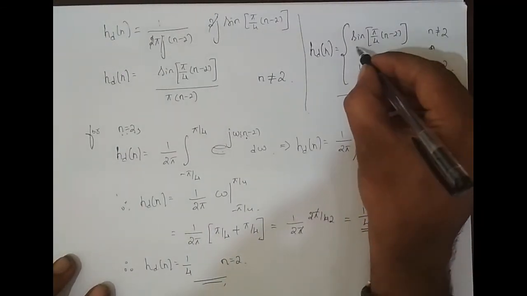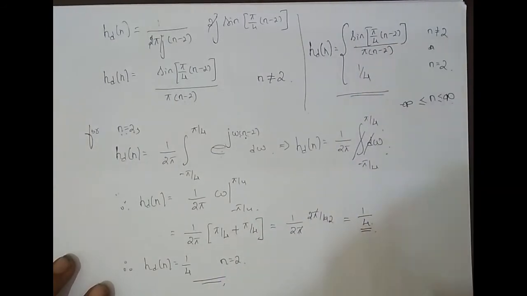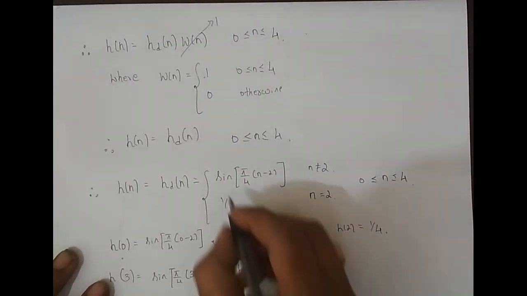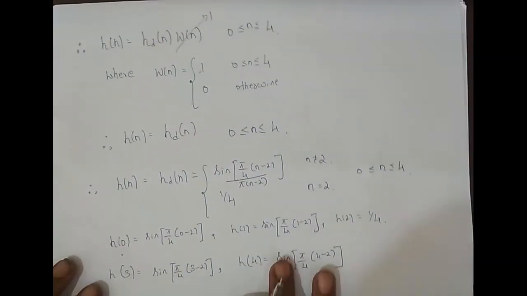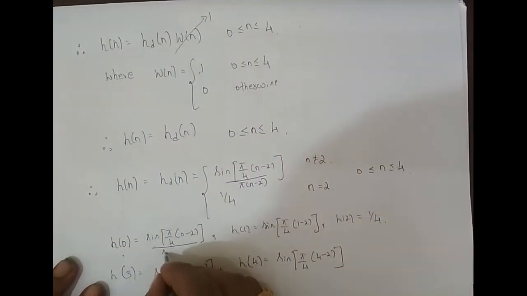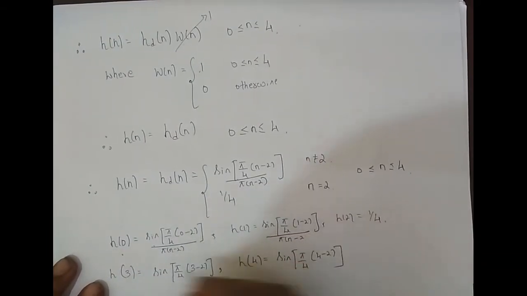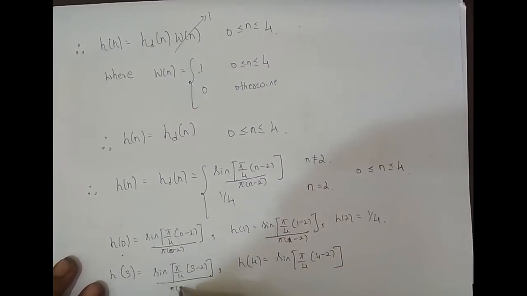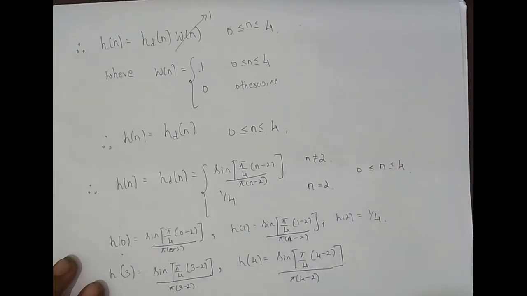Okay, I made a mistake here. This is divided by pi into n minus 2, right? I'm sorry for that. So this is divided by pi into n minus 2. But n is 0 here, n is 1 here, and this is divided by pi into 3 minus 2, and this is divided by pi into 4 minus 2.